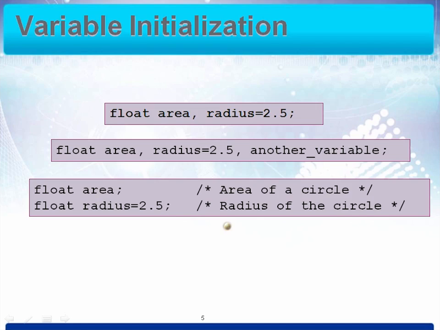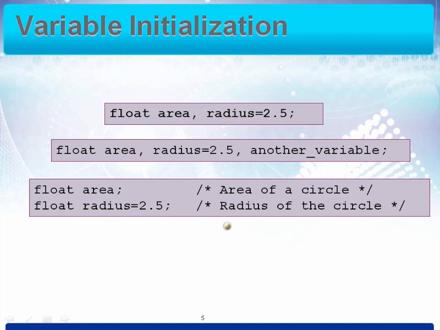Now, eventually, we won't actually be initializing radius to 2.5 in our program. We're going to go out and ask the user for a value or read it from a file or something like that. But we haven't learned how to do that yet, so we just set it to a value that we used in our calculation.